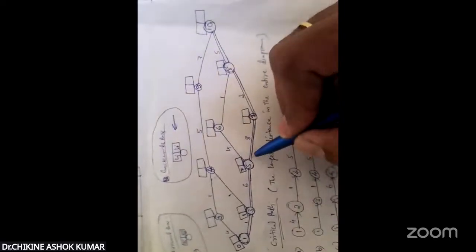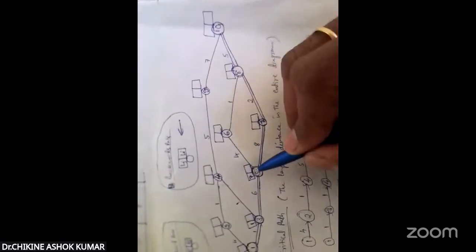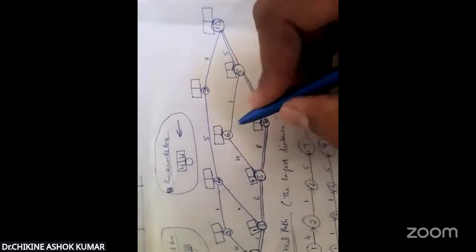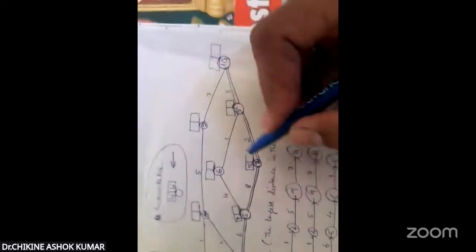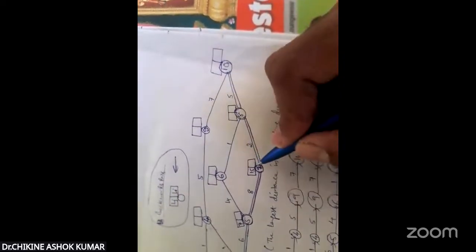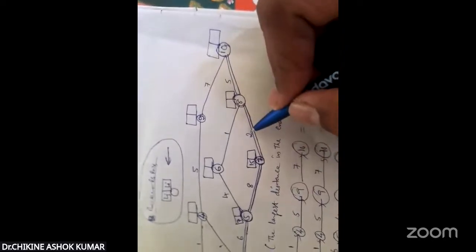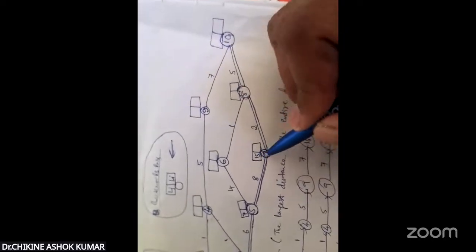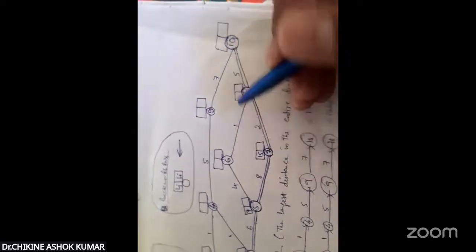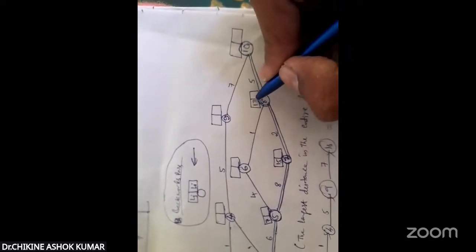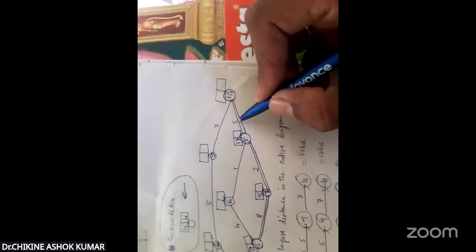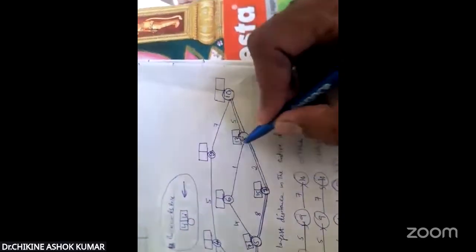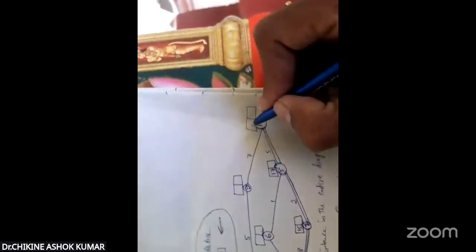Come to the 7. 5 to 7, it has taken 8 hours, but already 7 hours are finished. So 7 plus 8, it is 15. Next, 7 to 8, it has taken 2 hours, but already 15 hours is completed. So 15 plus 2, it is 17 hours. Next, last 8 to 10. It has taken 5 hours, but already 17 hours are completed. So 17 plus 5, it is 22.